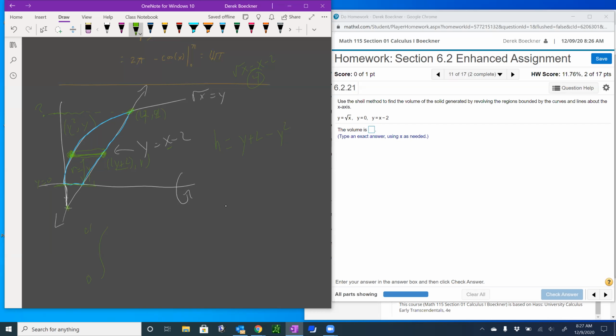So this is going to go up to 4. Jeez. Let's be careful about this. I solved this is equal to x. So 4 comma 2. I'm stacking up the y values, so from y equals 0 up until y equals 2. I've got shells, so I've got 2 pi times the radius, which is y, times the height, which is y plus 2 minus y squared, dy.